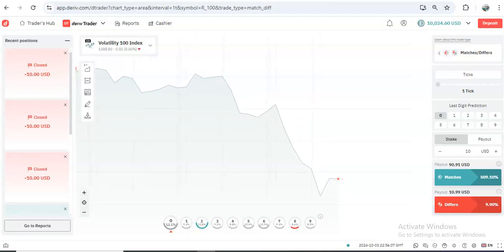So you have to choose your prediction. You are going to choose the prediction of the digits that have 11.4%. You are going to wait for it to turn to 11.5, and when it turns to 11.6, you match.